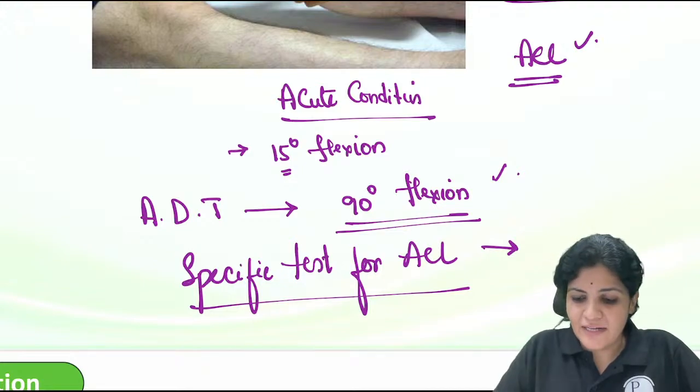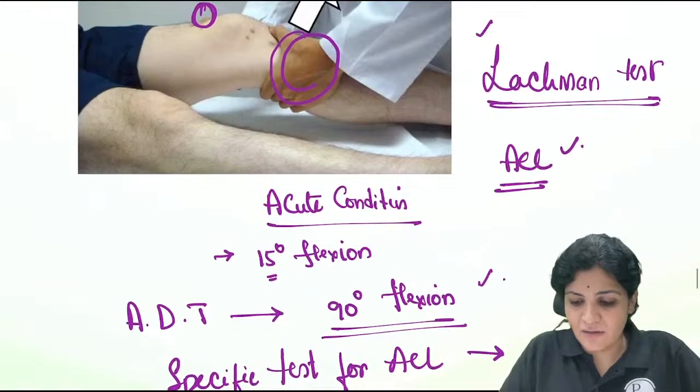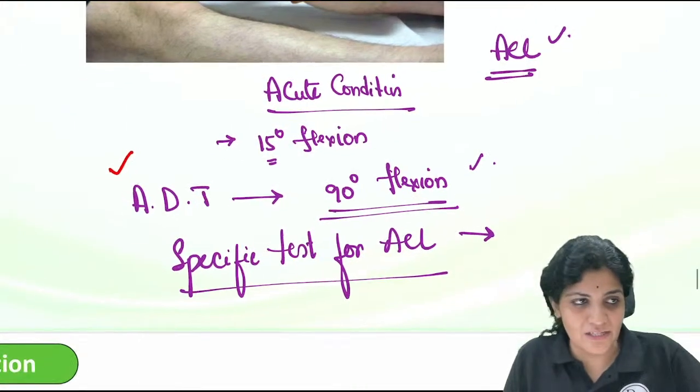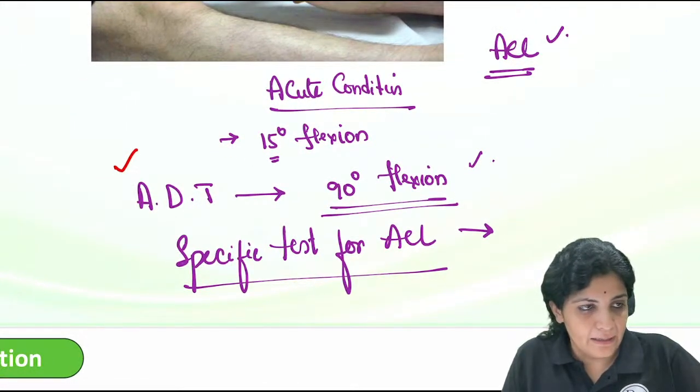So there are three tests we are discussing. One is your Lachman's test. The second one was your anterior drawer test. And what is the third test? That is a specific test for ACL.